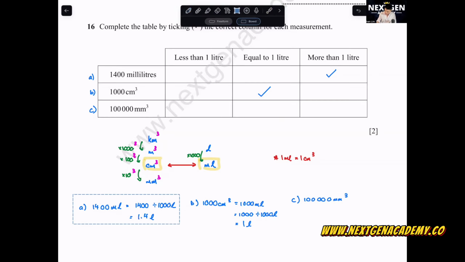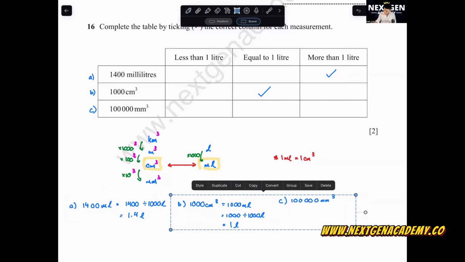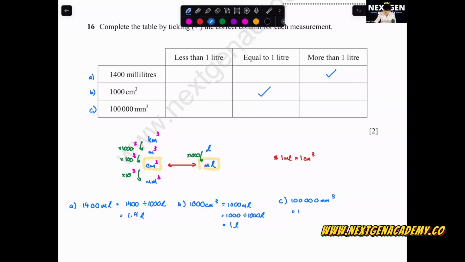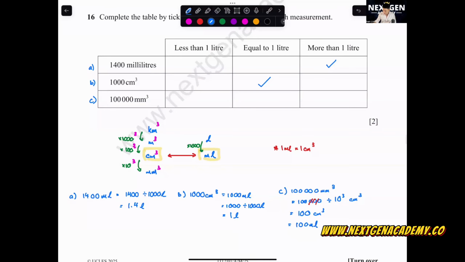Let's write this one. 100,000 divided by 10 cube. You just follow the unit here, cm cube. So here we cut 3 zeros: 1, 2, 3. So it's 100 cm cube. 100 cm cube is also 100 ml. Ml, we divide by 1000. So we'll get 0.1 liter. Clear how to do the unit conversion?